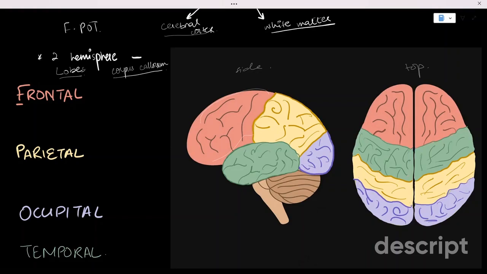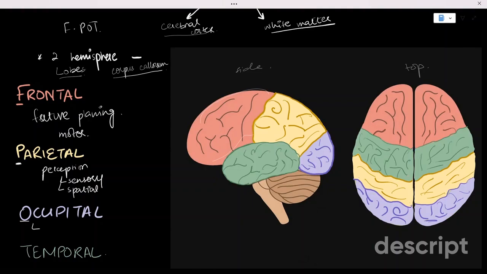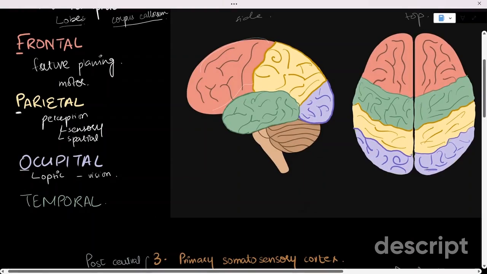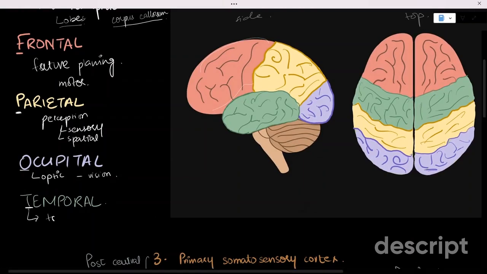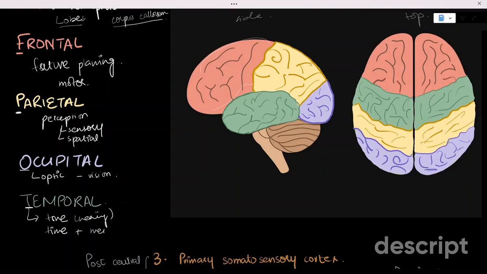F for frontal, and frontal is responsible for future planning and motor skill. The parietal lobe, P for parietal, and let's just say P for perception, can be sensory as well as spatial. For the occipital lobe, O for occipital and O for optic, it is involved in vision. Now coming to the temporal lobe, T for temporal and let's say T is for tone, which can be hearing, T for time, and also memory and emotion.